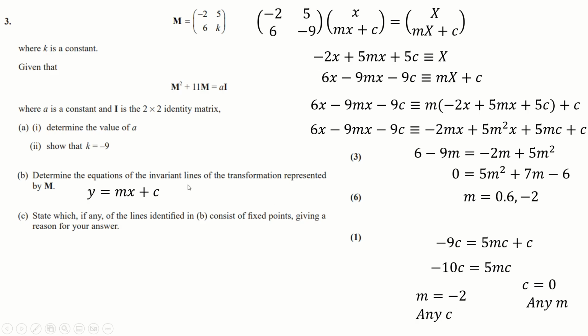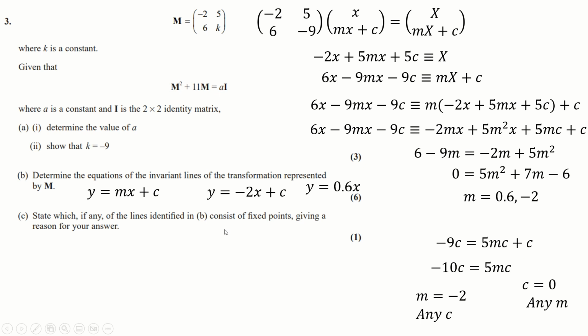So an invariant line would be y equals minus 2x plus any value. That would be fine. Or you can have m is minus 0.6, in which case c would have to be 0, I think, because we're now in this case here. And for this one here to work, c would have to be 0. m equals 0.6 isn't going to make this work unless c is 0. So these are our two versions here.